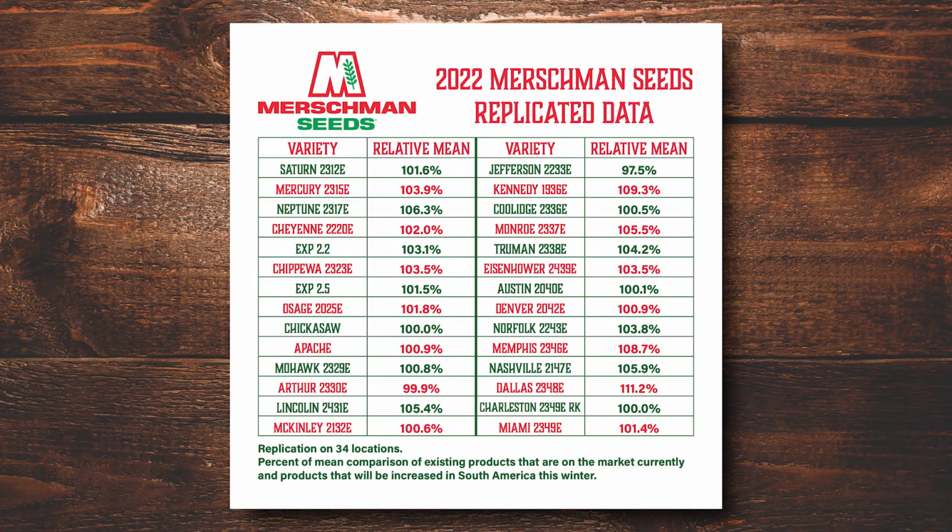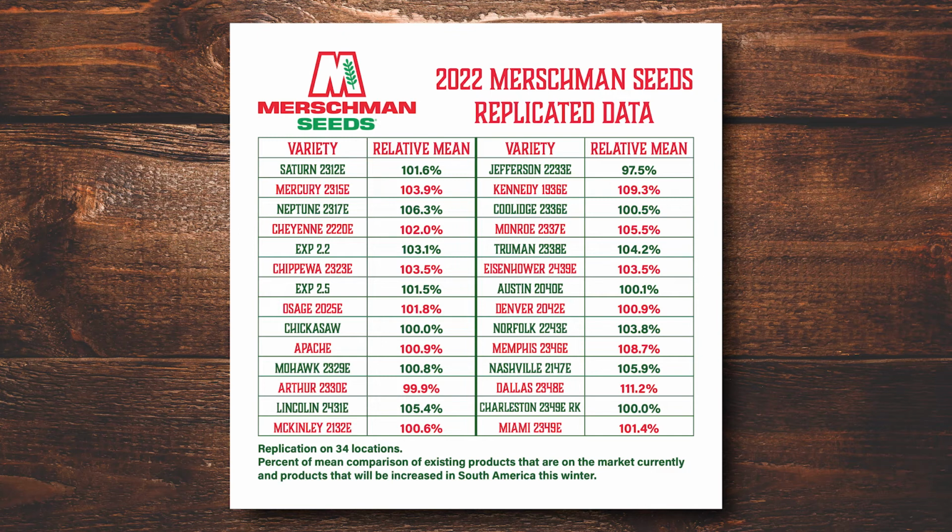The 23 series from the 1-2 to the 1-5, the Saturn, Mercury, Neptune, are 101.6, 103.9, and 106.3, respectively. Extremely high yielding products there. We're seeing some nice things out of the brand new Chippewas. The 23 series Chippewas are 103.5 over test average.